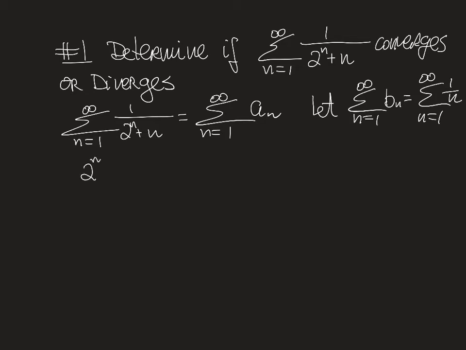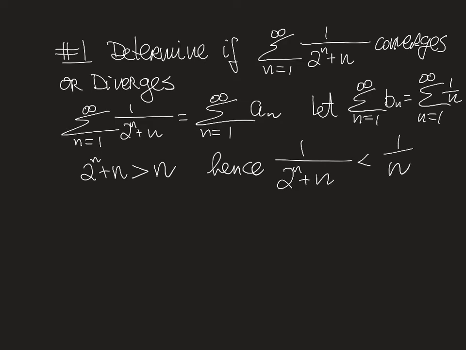So let's see if we can use comparison test by comparing a sub n with b sub n. So we'll start with the denominators of each series. 2 to the n plus n is greater than just n. So by basic algebra, 1 over 2 to the n plus n is less than 1 over n, which means that the terms of our a sub n series are less than b sub n for each term.